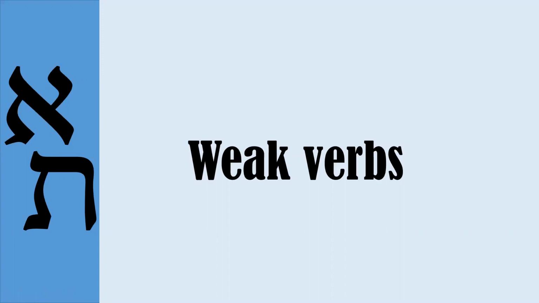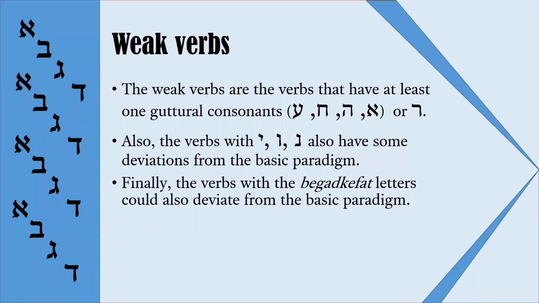Now we start a very important topic, and this is the topic about the weak verbs. And actually you will see that most of the verbs in Hebrew language are weak. So what does it mean weak? Weak verbs means that they have at least one guttural consonant, like for example, aleph, hey, het, ein, or resh. Resh is not guttural, but almost like guttural. And also the problem are with the letters yud, vav, and nun. So those letters also can create some problems.